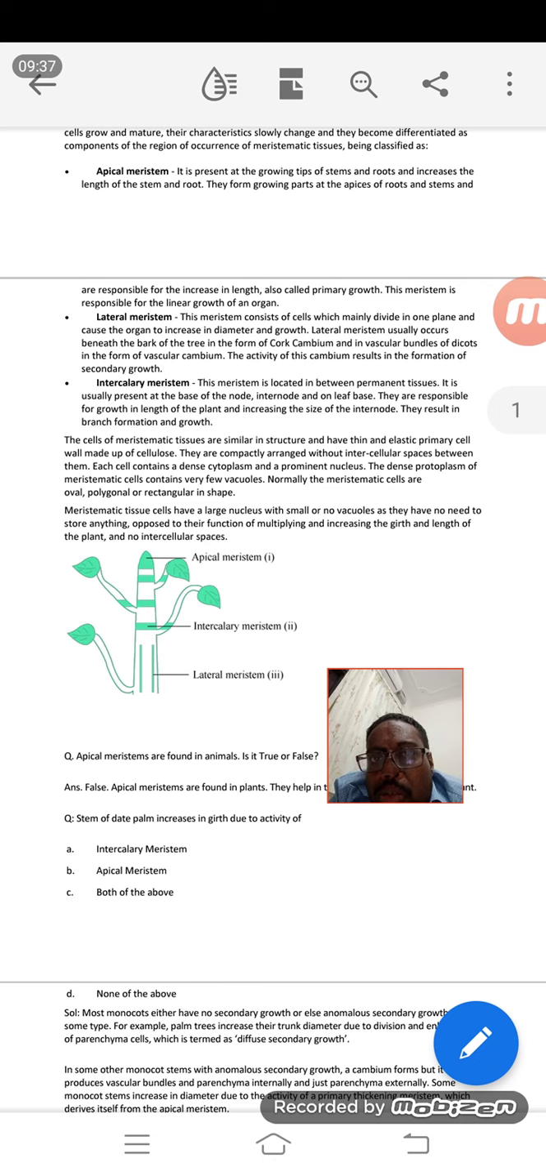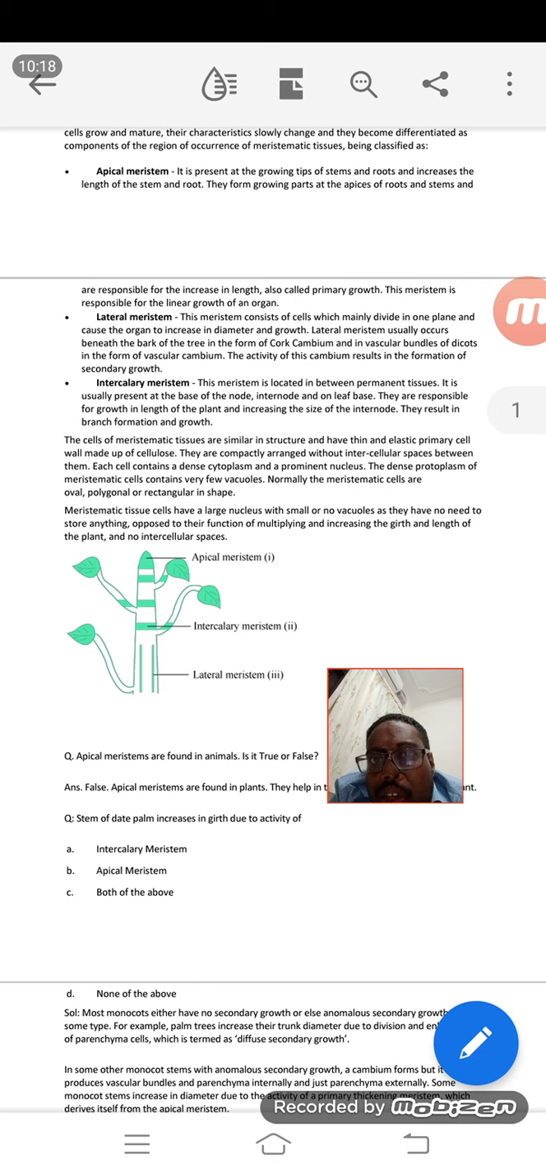This also helps to increase the size of internodes from which these branches can arise. So intercalary meristems are responsible for the growth of branches. Lateral meristematic tissues are responsible for the increase in diameter, and the apical meristem is responsible for increasing the height of the plant, or otherwise the length. So these are the main meristematic tissues which we find inside plants.